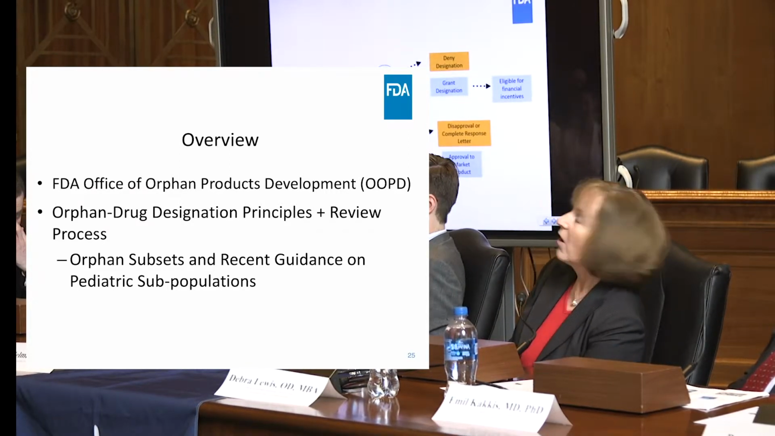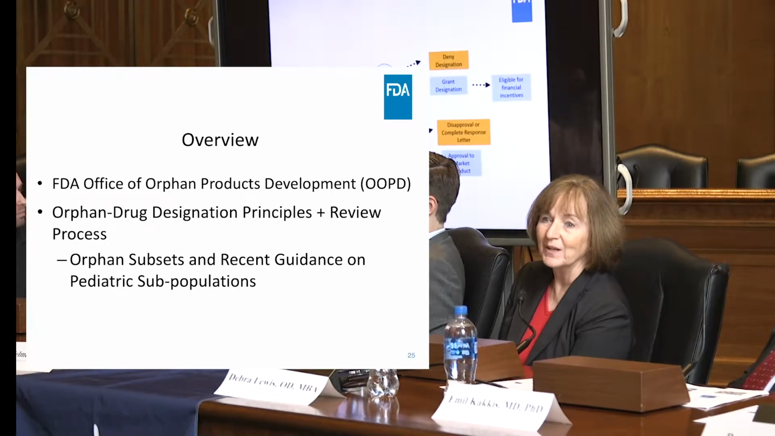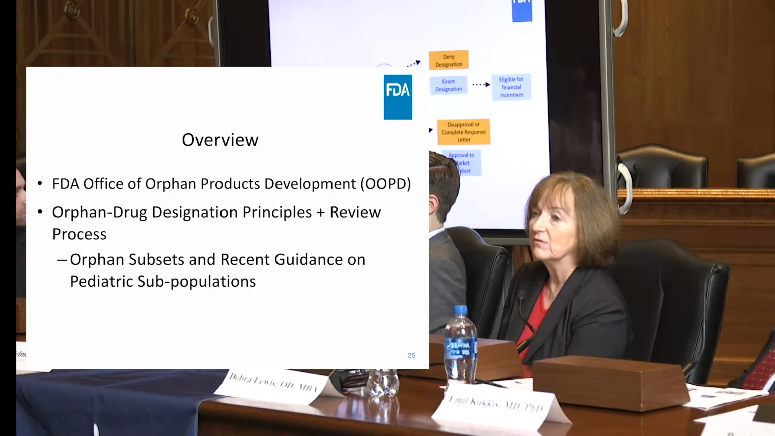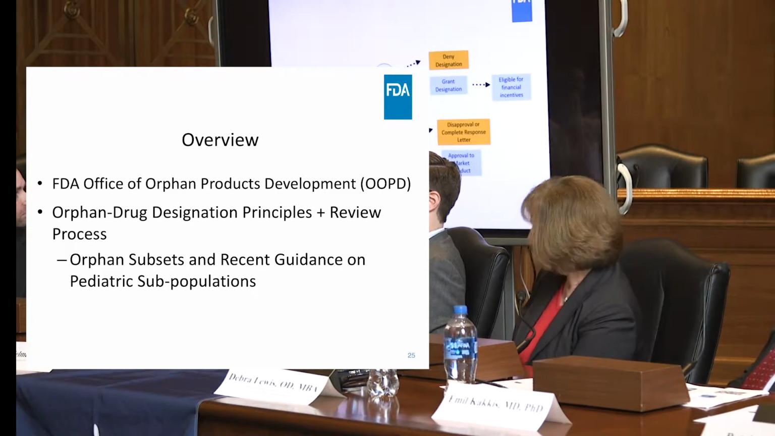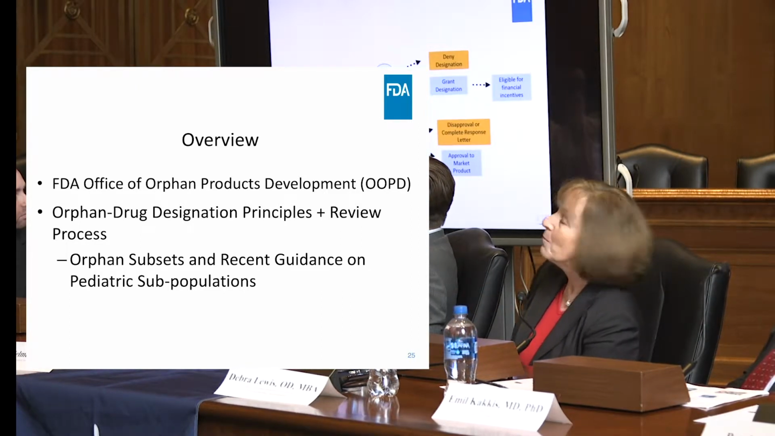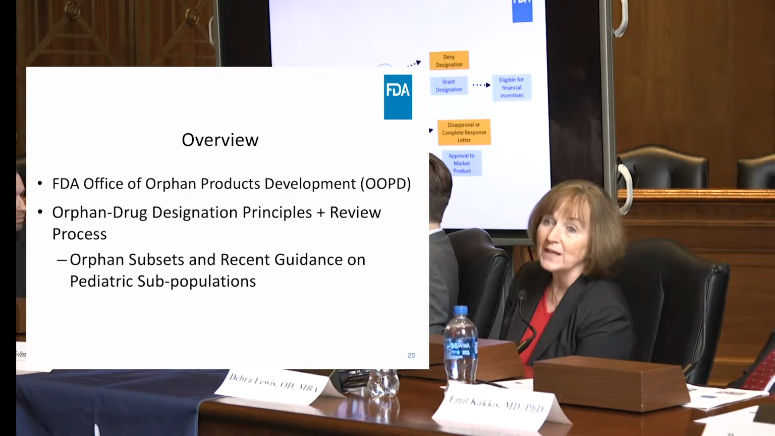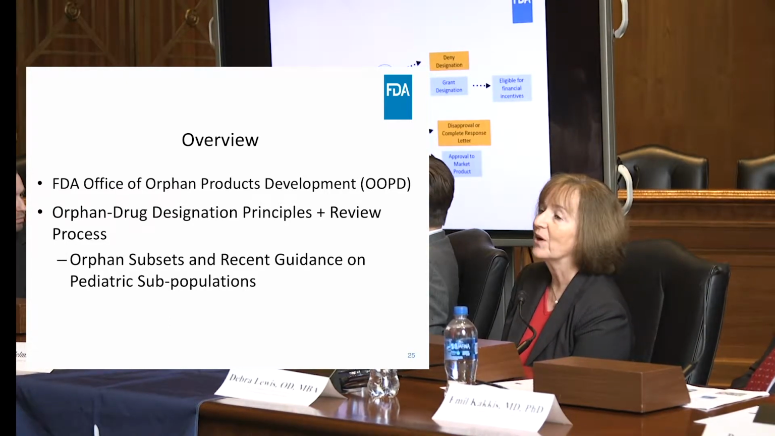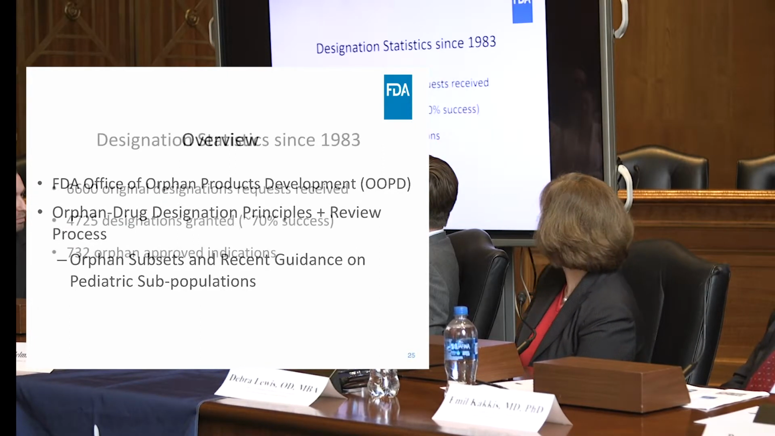OOPD is what I'm calling the Office of Orphan Products Development. It's different from the review divisions, which are CDER and CBER down below. So it's a really simplified slide just for people who may not be familiar, but each of these will evaluate a submission. You must apply for or request orphan designation prior to the marketing application. So there's a timing element too.